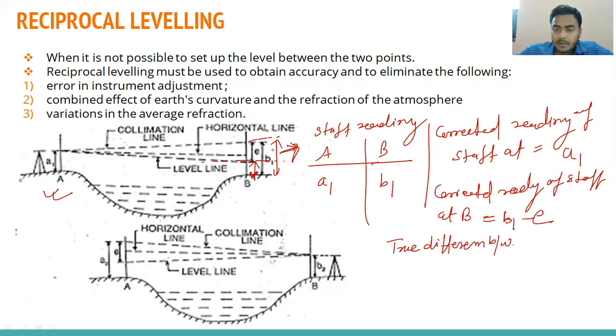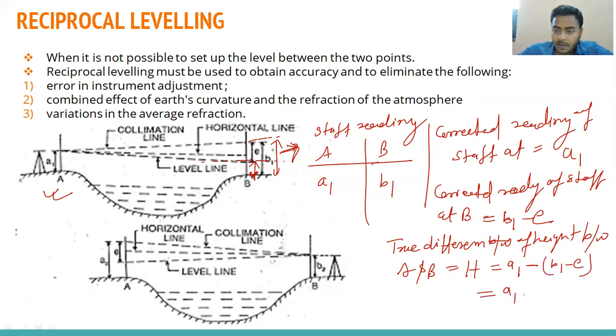Now we can calculate the true difference of height between A and B. Let's assume H. So H we can write A1 minus (B1 minus E). So we can write A1 minus B1 plus E.